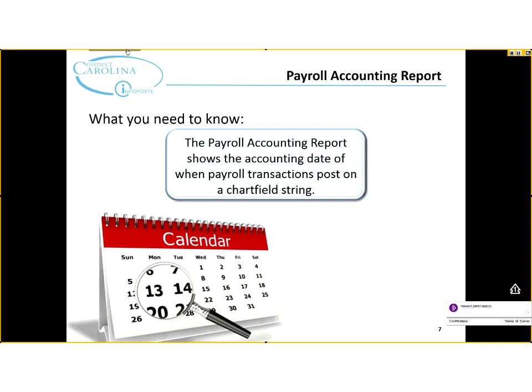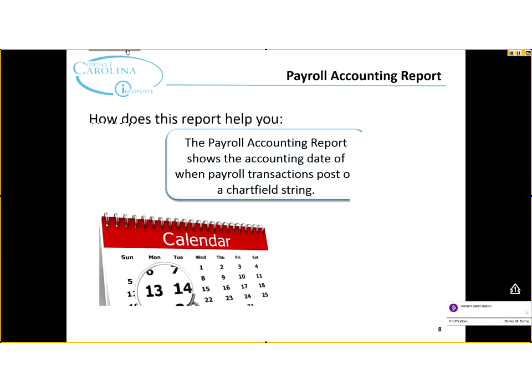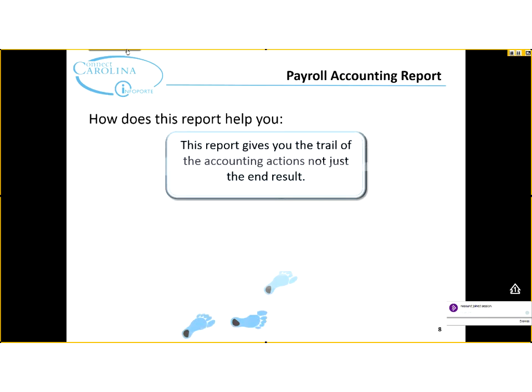So just to clarify, I'm hearing that it gives you the accounting date of the transaction. That's a good takeaway. And then it also gives you the trail so you can see how the action took place and not just post to a payroll. That's right. Okay.